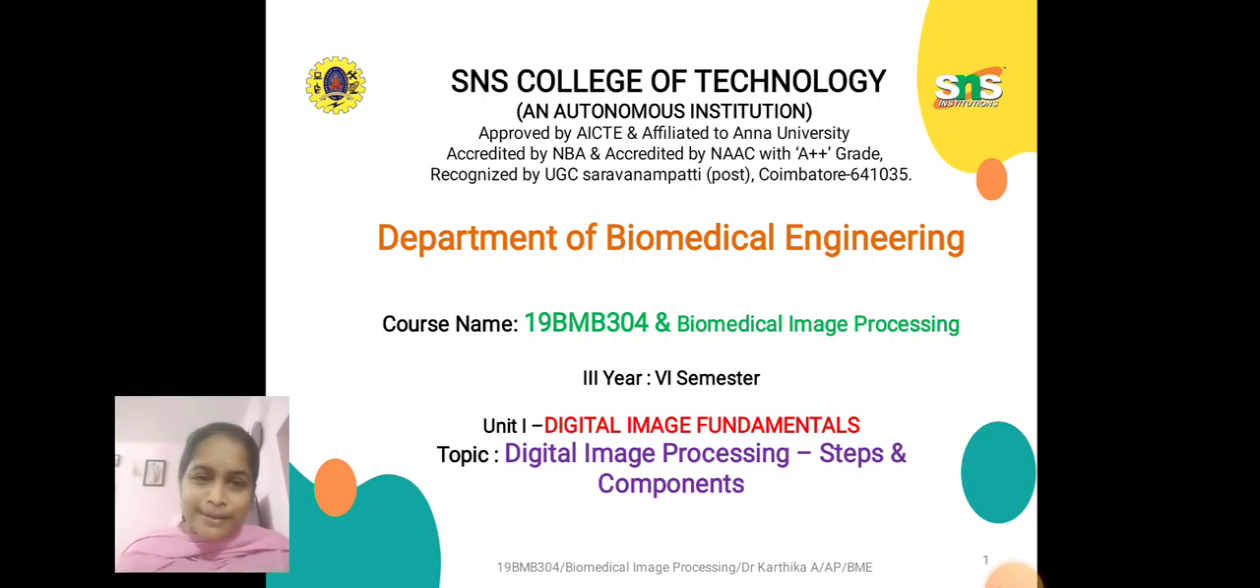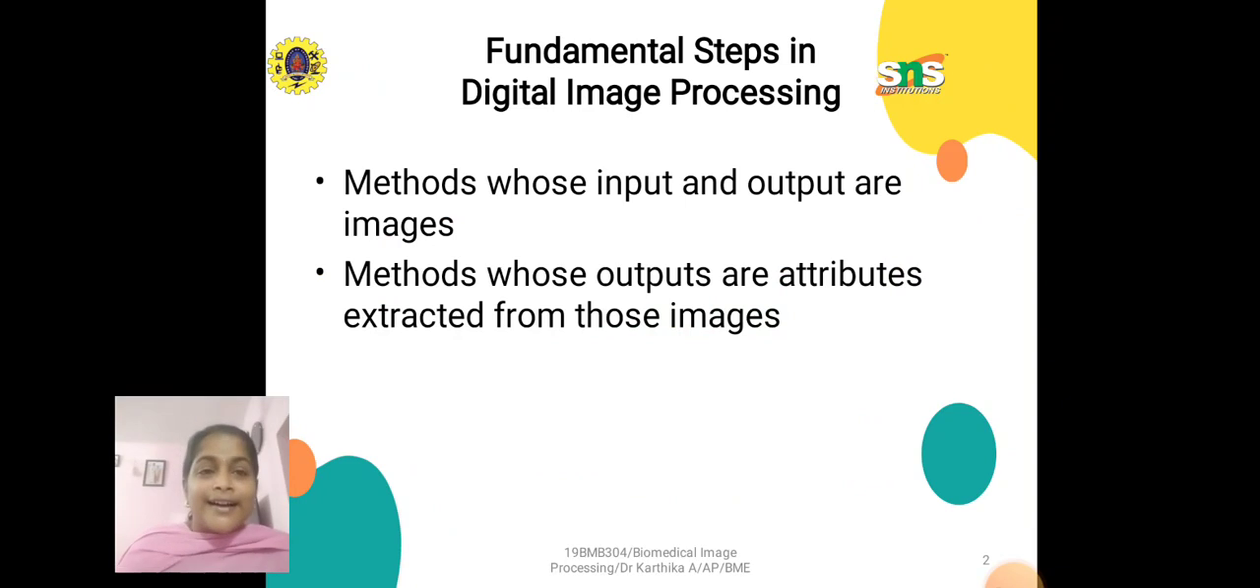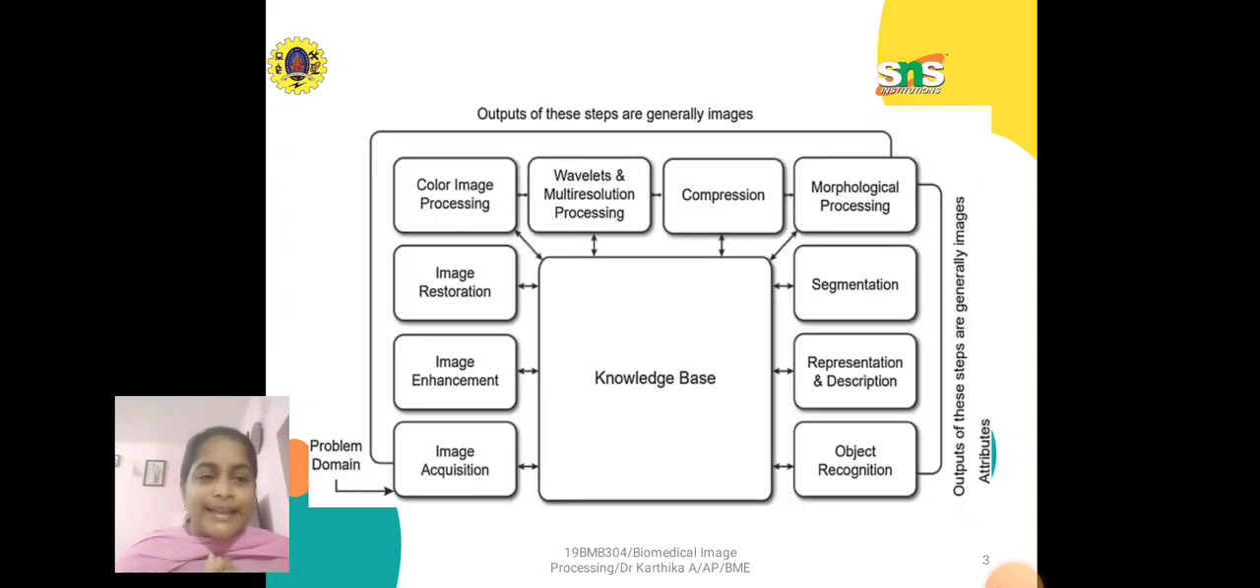Today we are going to discuss digital image processing steps and components. See here, fundamental steps in digital image processing. Actually here the input and output are same images. We have an input image and also a processed output image. Here the methods whose outputs are attributes extracted from those images. Okay, see here, fundamental steps in image processing.